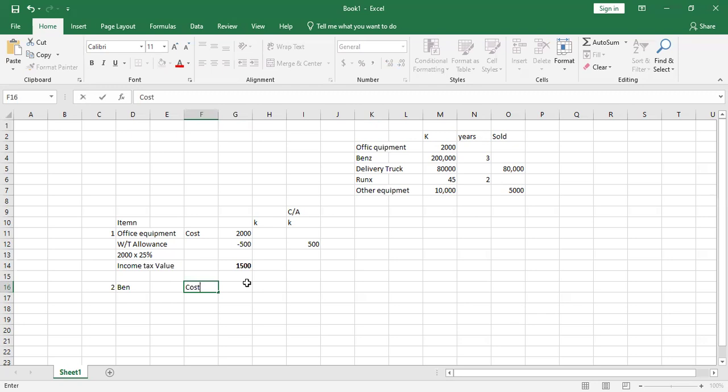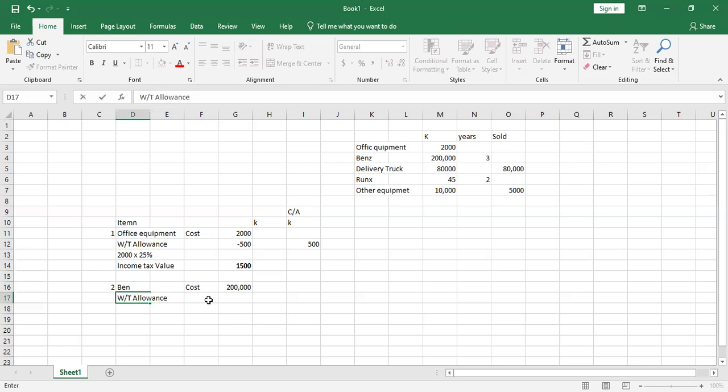200,000. The Benz is valued at 200,000. What do we do next? We need to deduct the wear and tear allowance. All right.